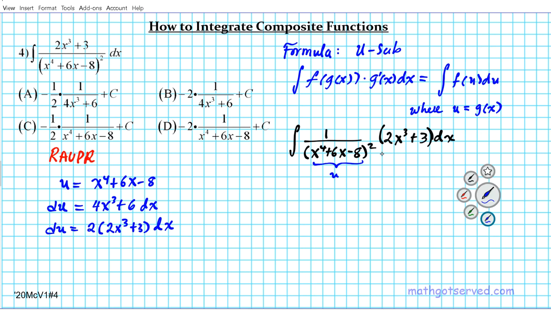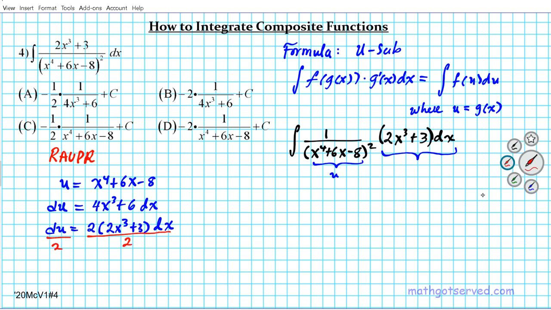I want this exactly. My substitution must be clean. That's critical. Okay, I need to have 2x to the third dx with no extras. This is an extra right here. So how do we fix that? What you do is you divide both sides by 2. Okay, so you divide by 2, and you have your perfect clean substitution.